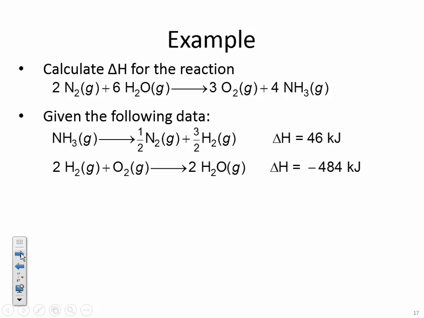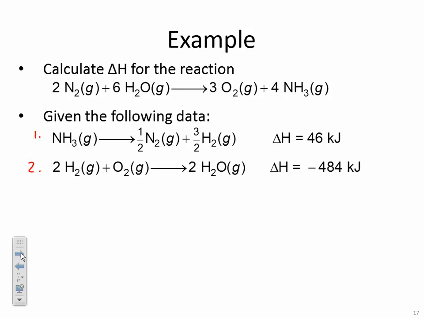So calculate delta H for this reaction. Now we have a real equation. 2N2 gas plus 6H2O gas yields 3O2 gas plus 4NH3 gas. And then we were given reactions that are related but aren't quite the reaction that we want. So it's a puzzle. We got to figure it out. How do we have to manipulate these to get what we want? So first of all, I'm going to look at equation 1. I'm going to call it equation 1 and equation 2.